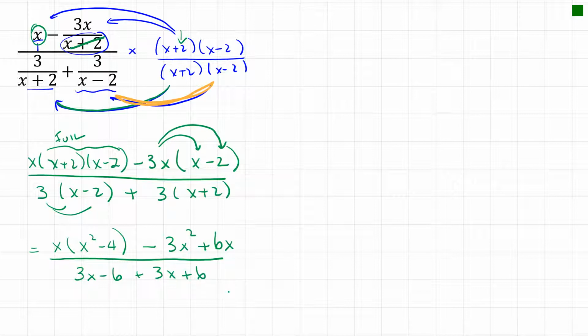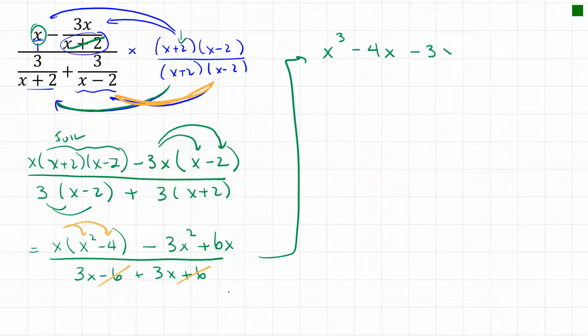So let's do some simplifying. This I can see cancels right away, and this one I'm going to have to multiply in. So I have x cubed minus 4x minus 3x squared plus 6x, all divided by 6x. Now it might be really tempting to cancel these 6x's, but remember, because of this addition and subtraction, you're not allowed to do that. You have to factor if you're going to do any canceling.